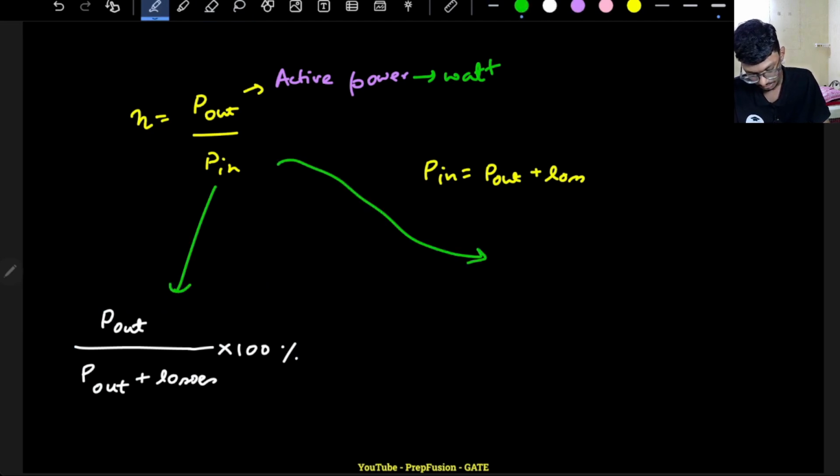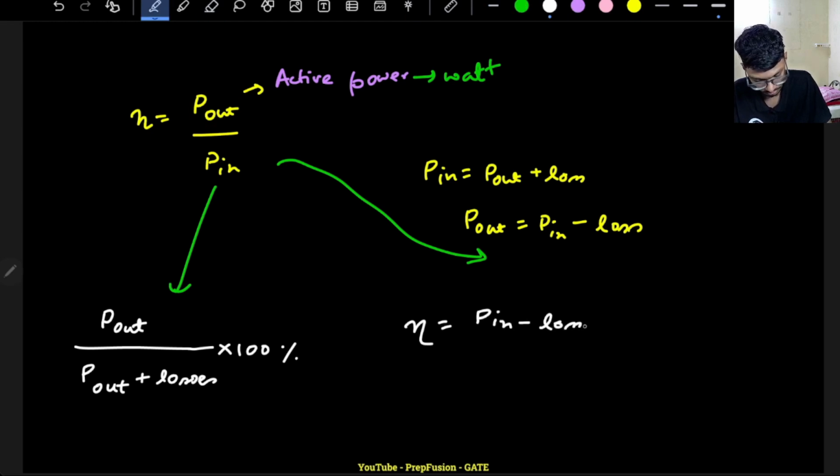Now if I want to write in other terms, I can write this as well, that my P out is equal to the input power minus the losses, because losses will go away from the input. Whatever is remaining, that will go to the output, that is the load. So I can replace P out in this equation. So efficiency can also be written like this, that it is equal to P in minus losses divided by P in. Okay, so both roughly will give the same value. There might be slight variations.